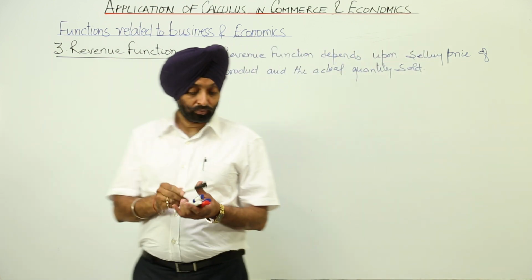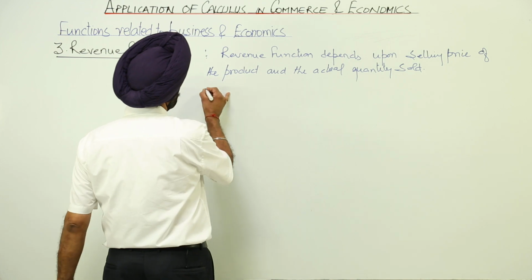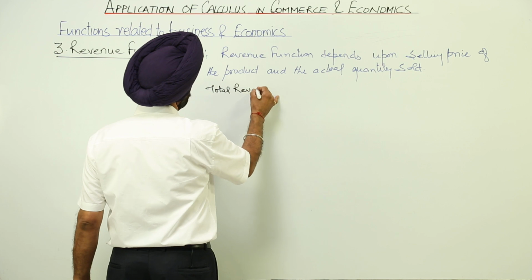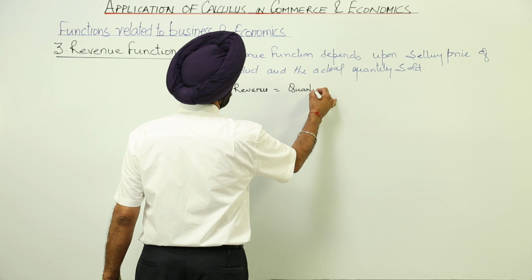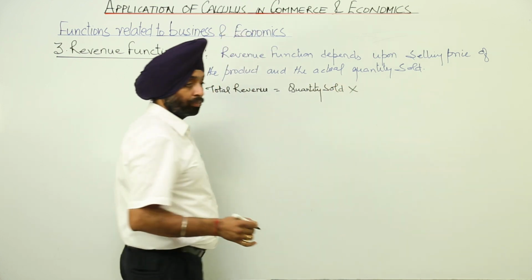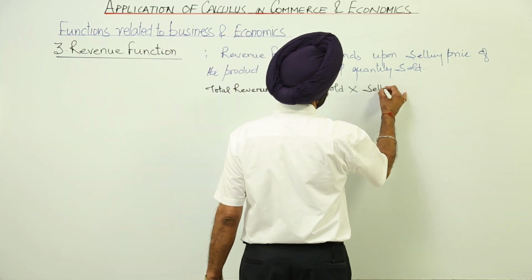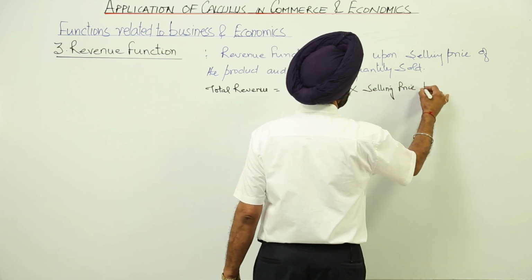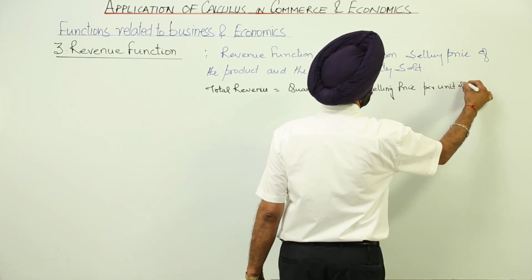Now, total revenue is equal to quantity sold times selling price per unit of the commodity.